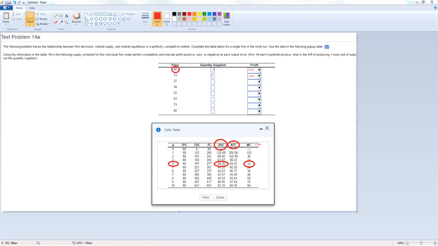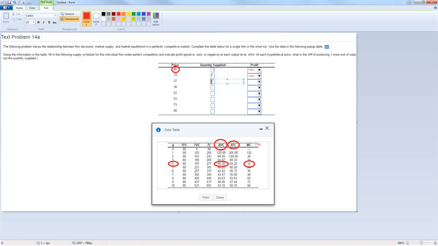But then again, check, is the price of $27 higher than the average variable cost? It isn't. Average variable cost is at $44.20. So again, we end up producing nothing, and we lose our fixed costs, and so we operate at a loss.